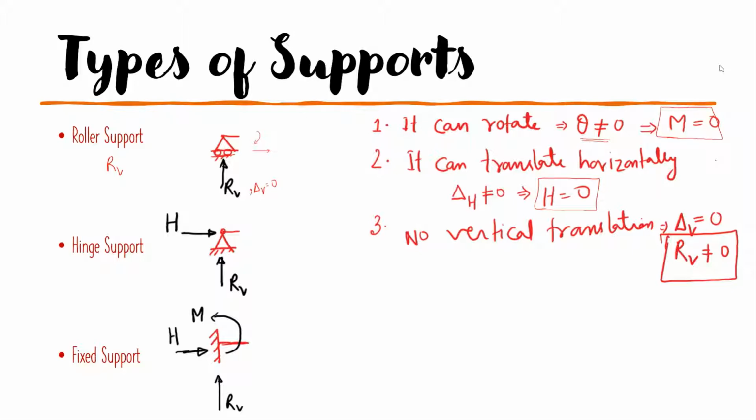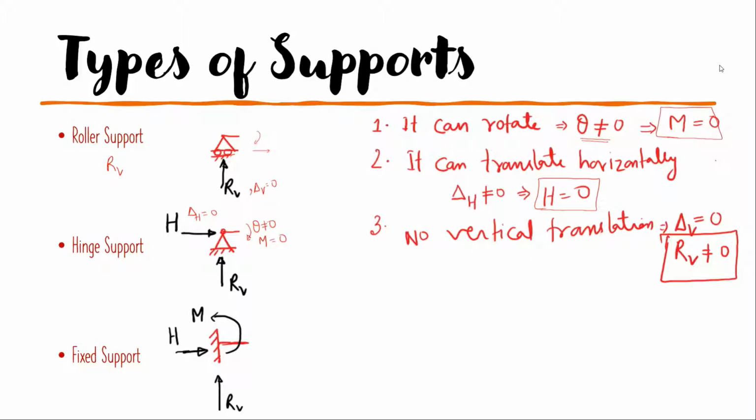Now we will see the hinge support. This is the ideal symbol of a hinge support. What does this indicate? That it cannot move in the horizontal direction, so delta H is equal to 0. Therefore a reaction in the horizontal direction would be induced, that is H. And a rotation is possible, so theta is not equal to 0, therefore the moment would be equal to 0.